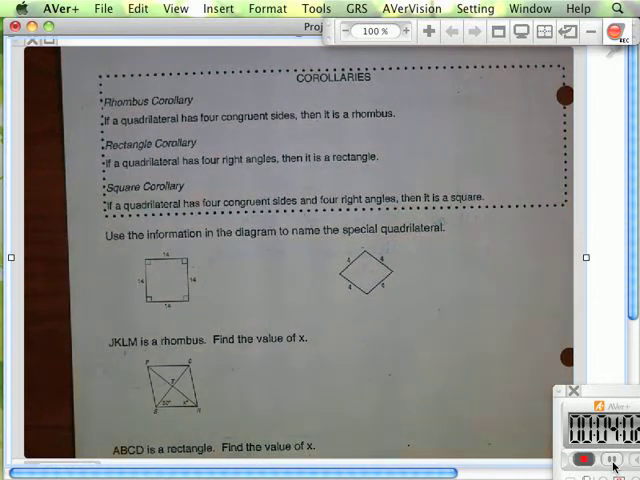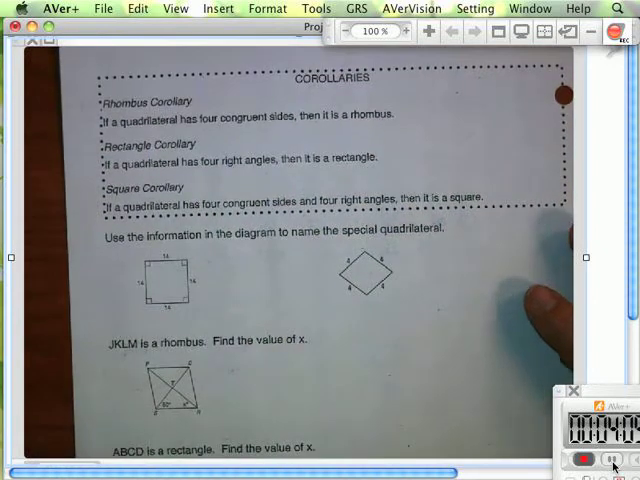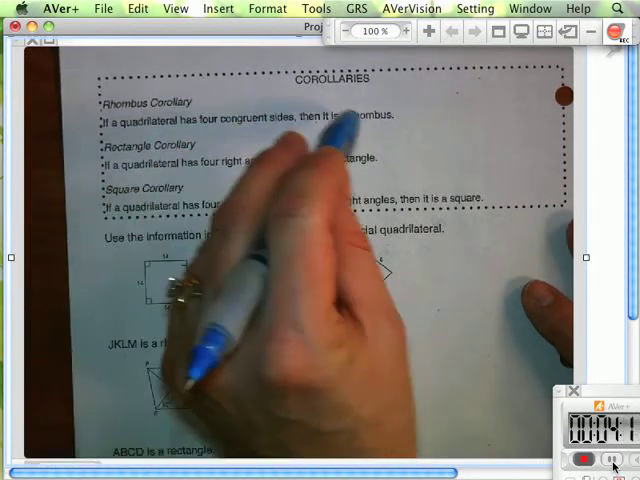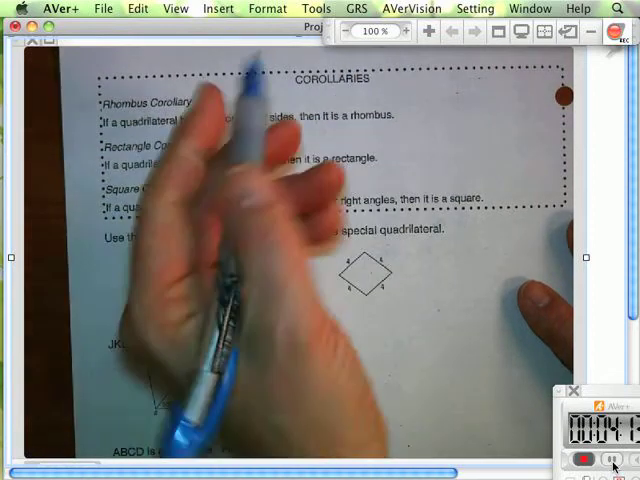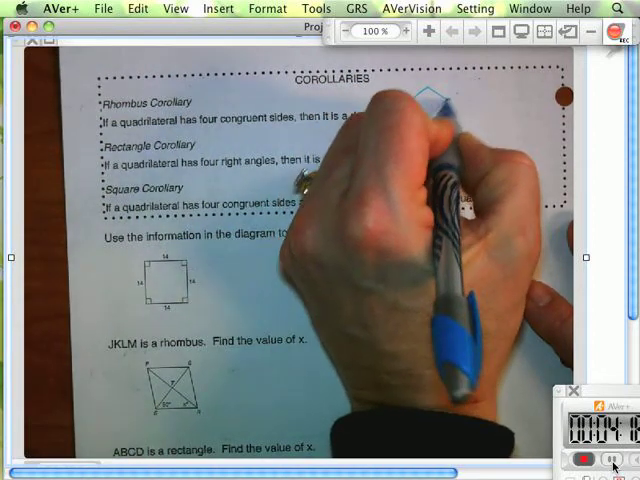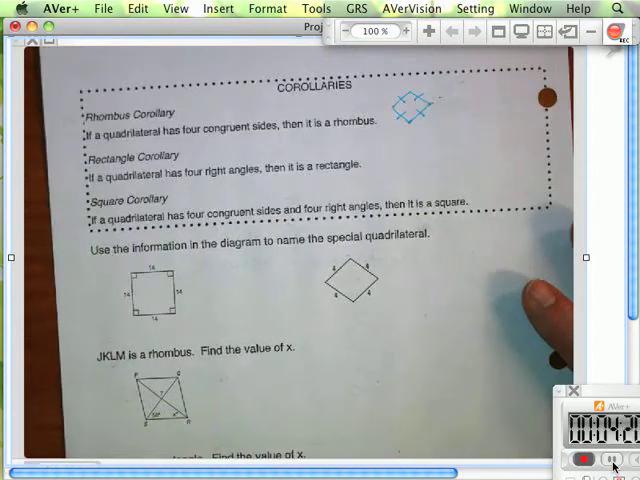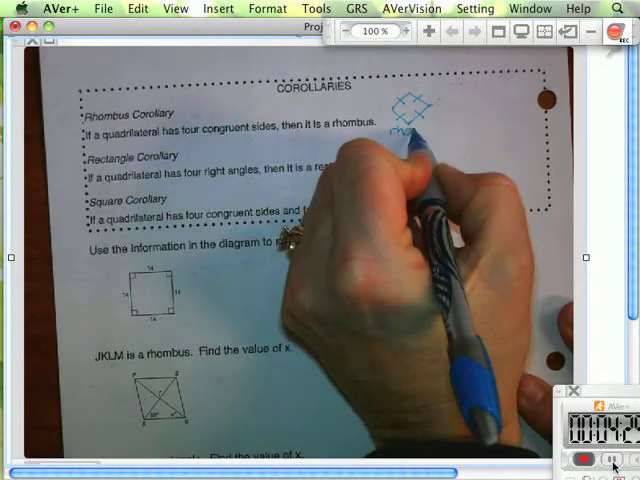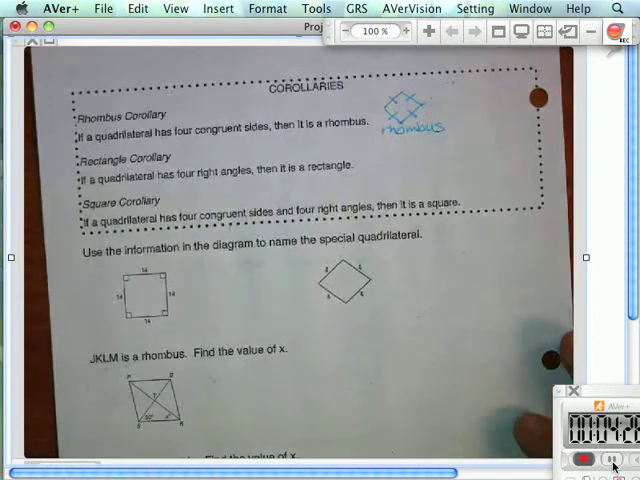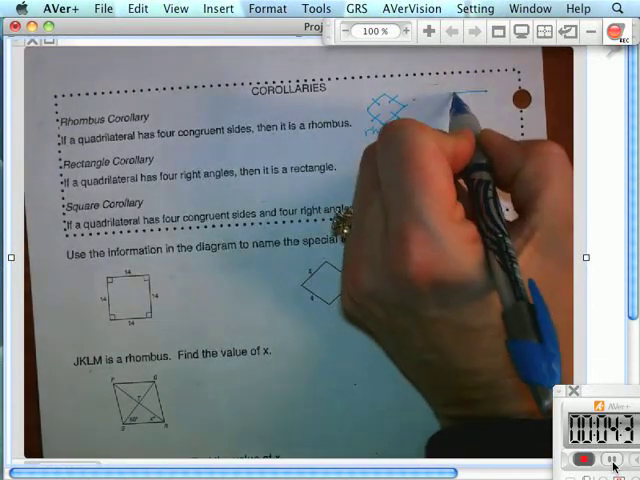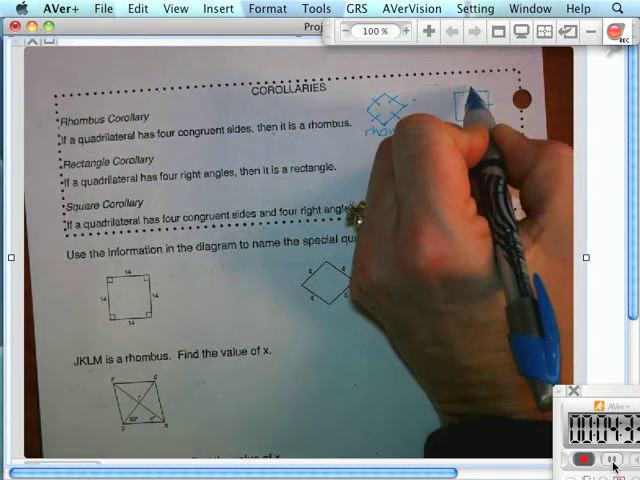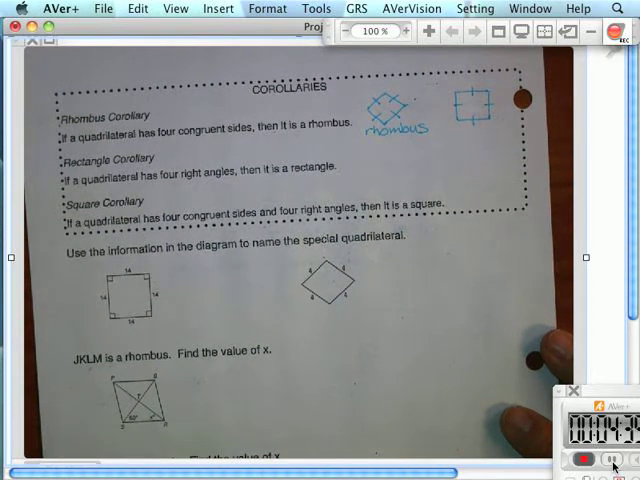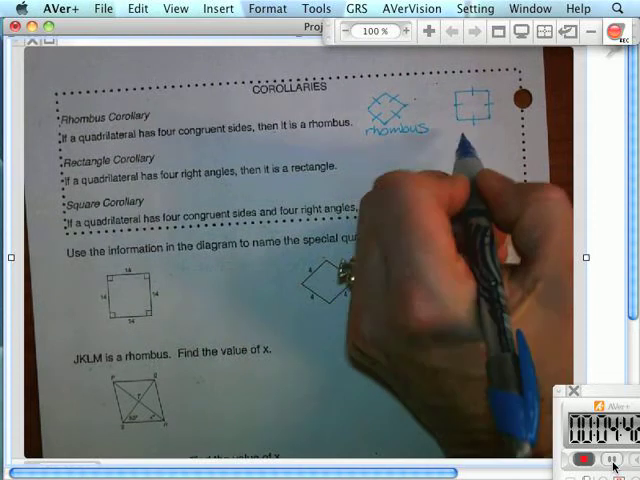Okay, rhombus corollary. It's like an addition to a theorem. If a quadrilateral has 4 congruent sides, then it is a rhombus. It's like the converses that we did yesterday. So if I'm given this picture, and I know the sides are congruent, but I don't know anything about the angles, I can say it's a rhombus for sure. They may even draw it like this. I cannot say that's a square. Why can't I say that's a square? Because I don't know anything about the angles, but I know the sides are congruent, so it's a rhombus.